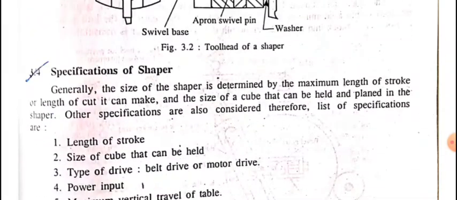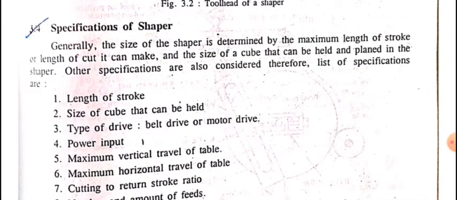Now next comes the specification of the shaper. What is the specification of the shaper? It is also generally called the size of the shaper. So for any shaper, why is this size required? Whenever you are purchasing a shaper, or whenever you are cutting different types of jobs on the shaper, you need to know what size shaper you need to purchase. Based on that, the shaper size will give you the maximum length of stroke of the cut you can make on that shaper, and other power requirements also depend on that.